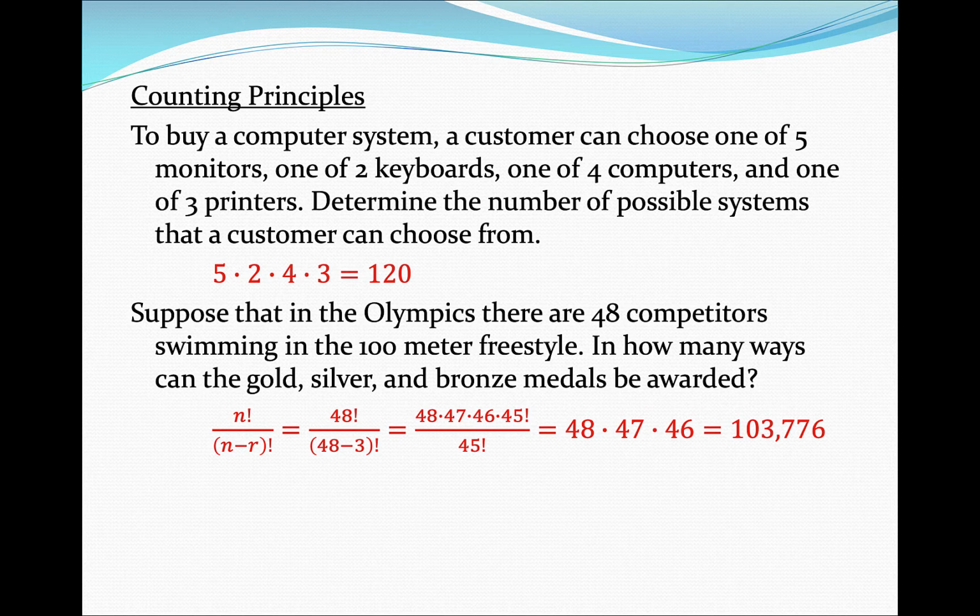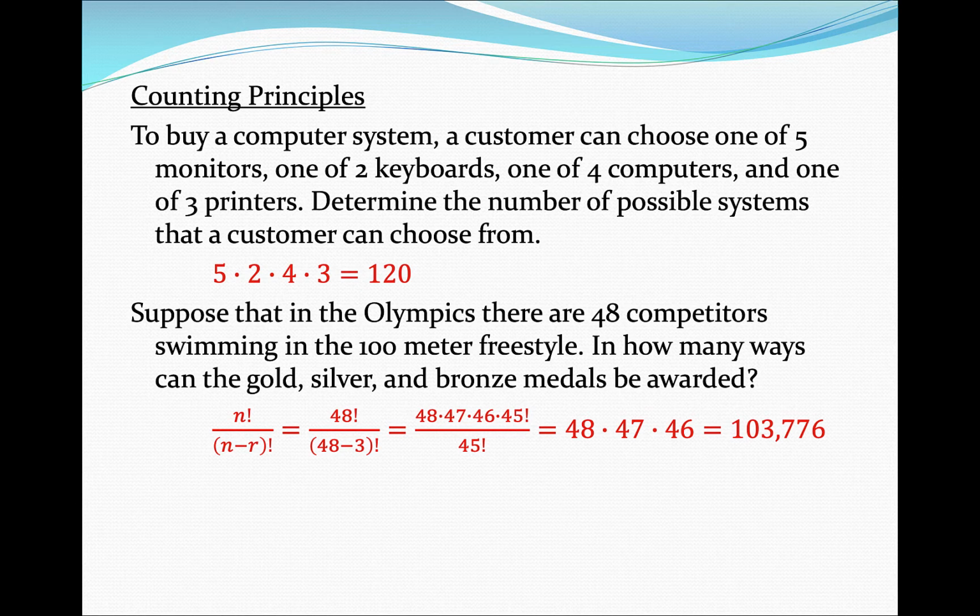So the way this works is you take n factorial over the quantity n minus r factorial. In this case, n would be 48 because there are 48 competitors. That's the number of objects you're choosing from. And you're choosing 3 of them because you're choosing one person for the gold, 1 silver, and 1 bronze. So that means r here is 3. So basically you just plug in.